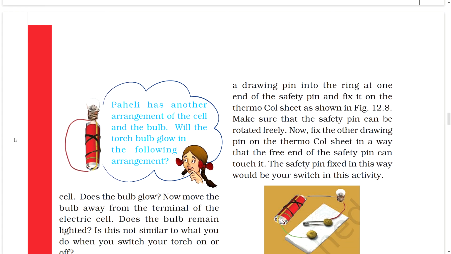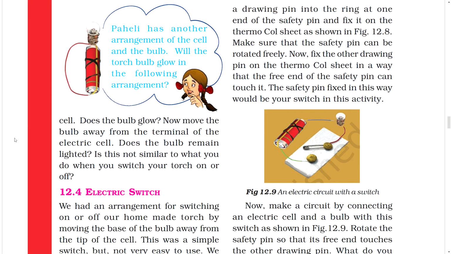Bailey has another arrangement of the cell and the bulb. Will the torch bulb glow in the following arrangement? Cell. Does the bulb glow? Now move the bulb away from the terminal of the electric cell. Does the bulb remain lighted? Is this not similar to what you do when you switch your torch on or off?